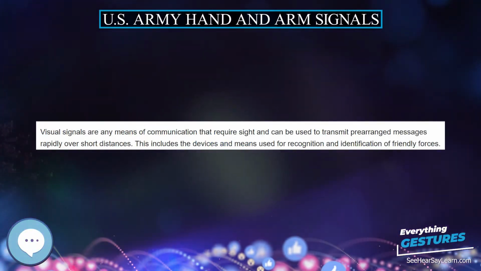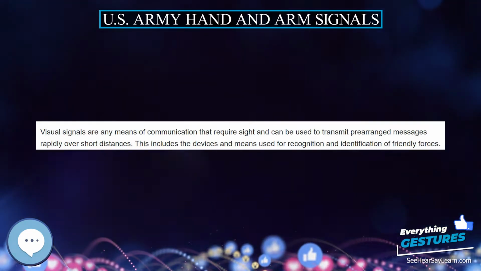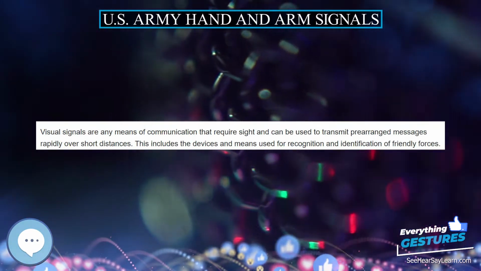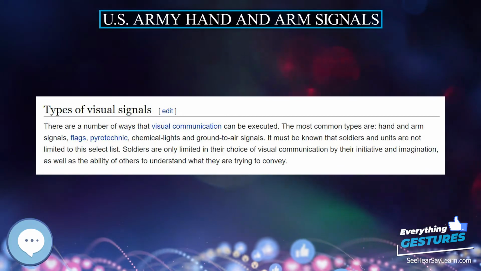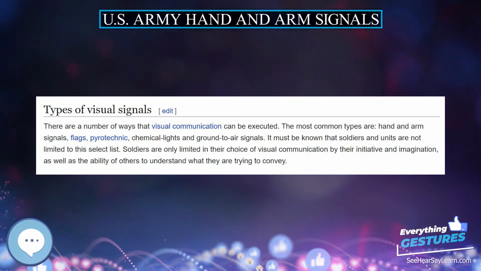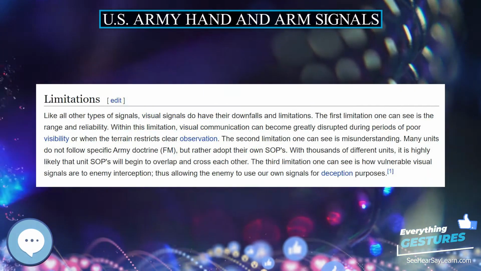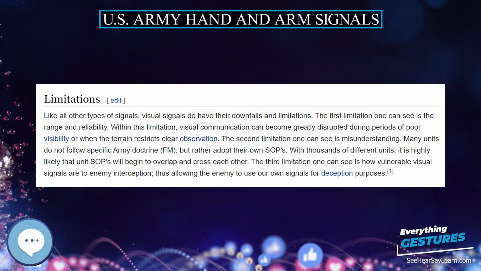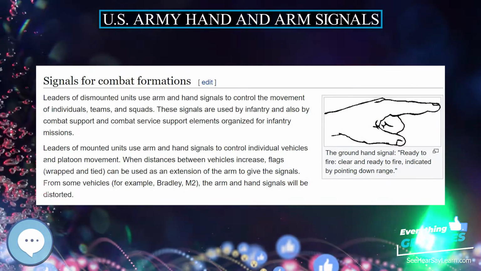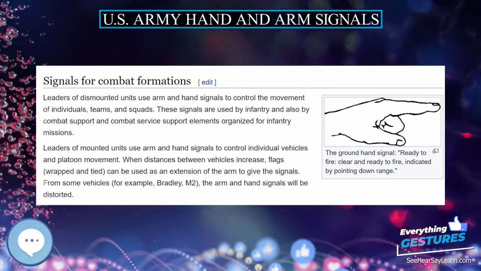Signals for combat formations. Patrolling arm and hand signals. Patrolling is conducted by many types of units. Infantry units patrol in order to conduct combat operations. Other units patrol for reconnaissance and security. Successful patrols require clearly understood communication signals among members of a patrol.